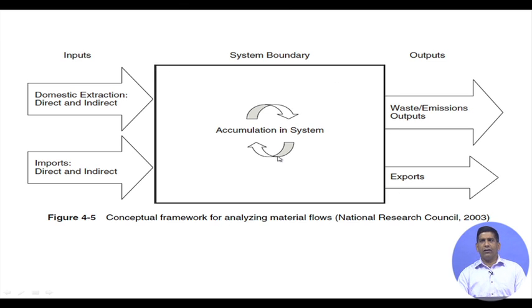Now, for argument's sake, let's say we are talking about lead, or we are talking about iron. We use lots of iron. So we have some domestic extraction of iron which is happening in the country. We have some direct and indirect extraction, and then we also import iron, different qualities of iron. We do import iron into the country, as you will see in one of the figures later on.